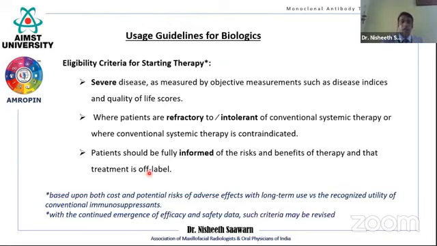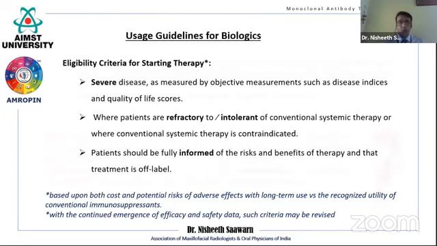Why are these guidelines made? Because the cost is very high here. For some medicines, it comes to 8 to 10,000 euro per annum, or sometimes even more. It comes as a very huge cost. So there is both cost and potential risk of adverse effects from long-term usage, and their utilization with conventional immunosuppressants is not so well known. So we are taking a cautious approach, and we hope that as the efficacy is known and better safety data comes, these criteria will be revised and become more liberal.